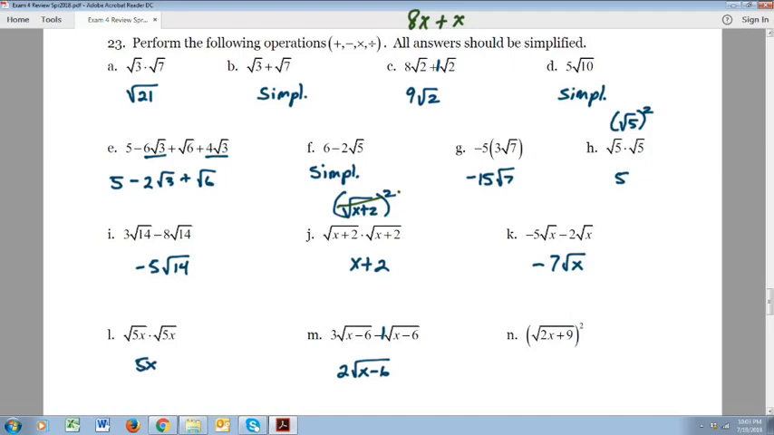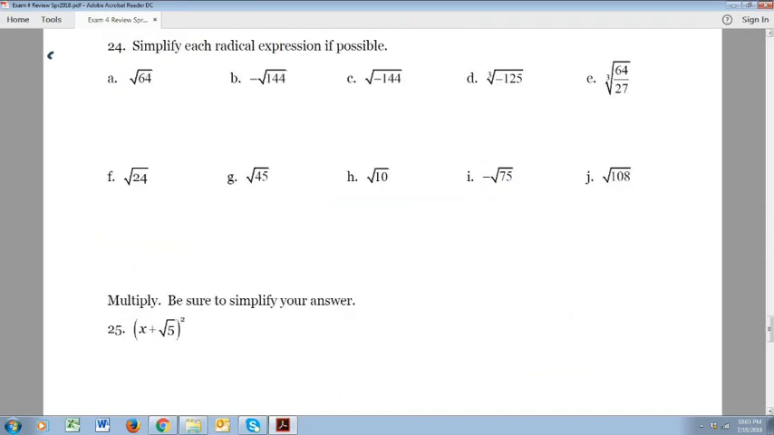And letter N, notice we're squaring a square root, so we're just going to get the 2x plus 9 there. Alright, let's move on to the next problem. So we have to simplify these radicals. First of all, we need to know our perfect squares, because there's a lot of square roots there. We also have a couple of cube roots. So again, we got to know our cubes.